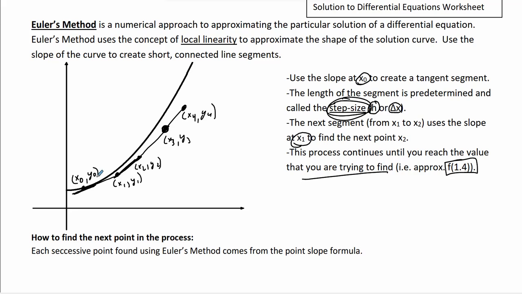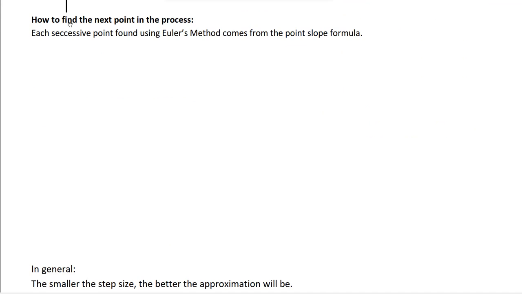But if it was concave up, it reached a point of inflection, and then it became concave down, then your local linearity or Euler's method is going to be a little different. It might not be as exact. All right, so this is kind of what you need to do. So how to find the next point in the process.